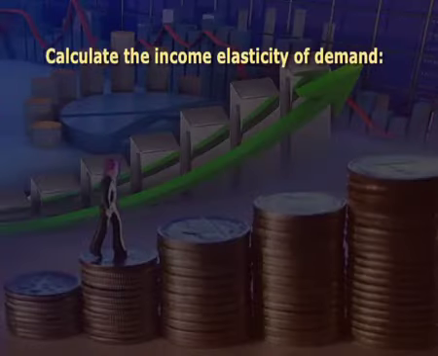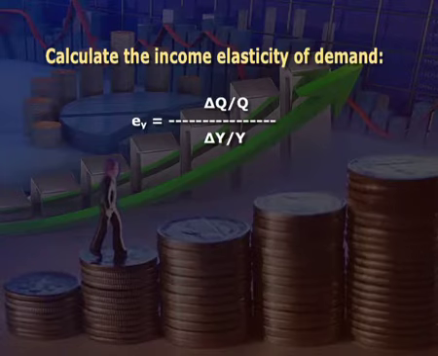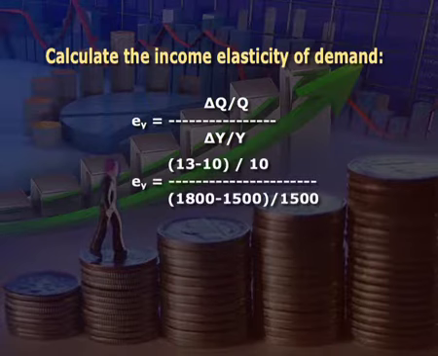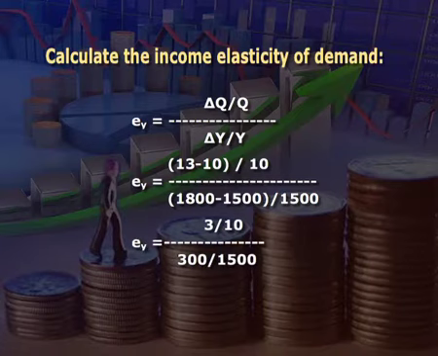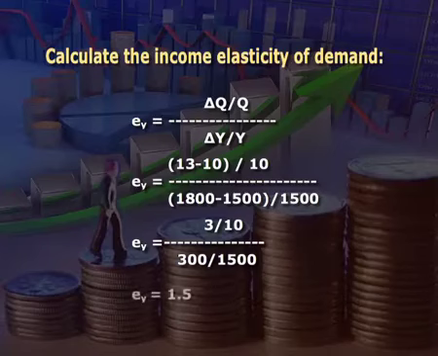Let's take an illustration. Suppose the weekly income of a buyer is rupees 1500 and he demands 10 kilograms of vegetables. If his weekly income increases to rupees 1800, his demand for vegetables increases to 13. We can calculate the income elasticity of demand from this. EY is del Q by Q whole divided by del Y by Y. So, EY is (13 minus 10) whole divided by 10, divided by (1800 minus 1500) whole divided by 1500. Thus, EY is 3 by 10 whole divided by 300 by 1500. It is equal to 1.5. Thus, when income of a buyer increases by rupees 1, the quantity demanded of the good increases by 1.5 units.